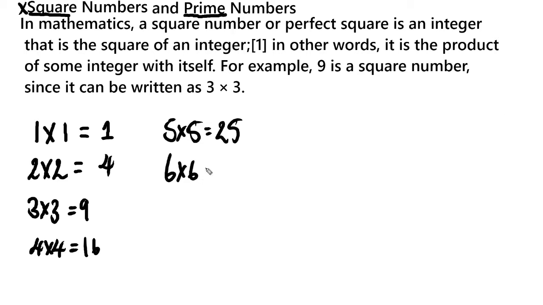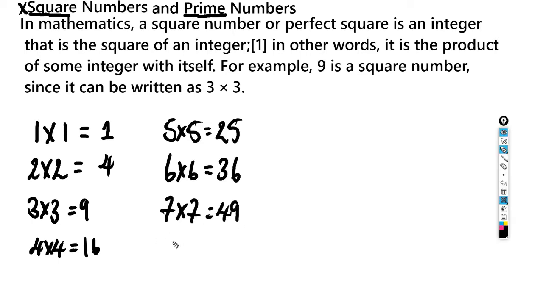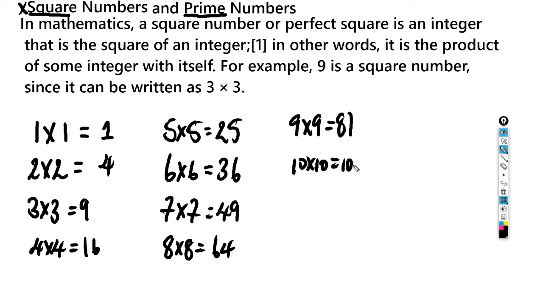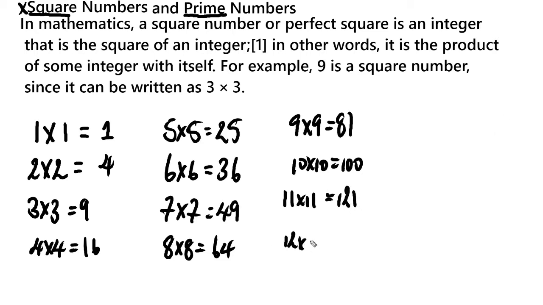6 times 6 is 36. 7 times 7 is 49. 8 times 8 is 64. 9 times 9 is 81. 10 times 10 is 100. 11 times 11 is 121. And 12 times 12 is 144.